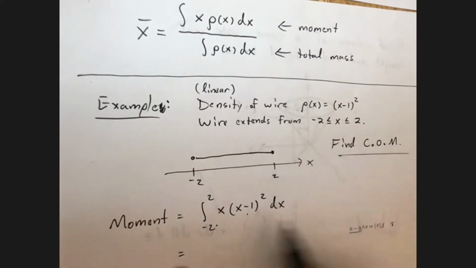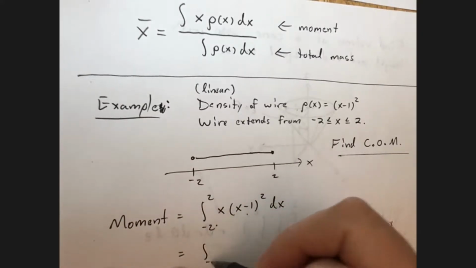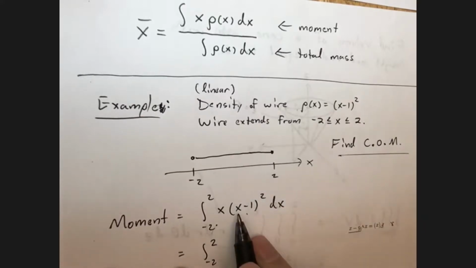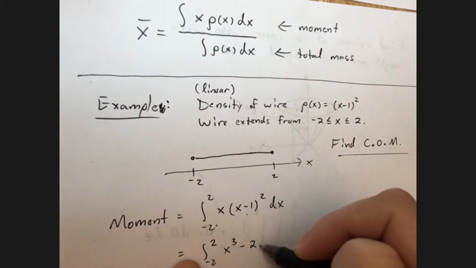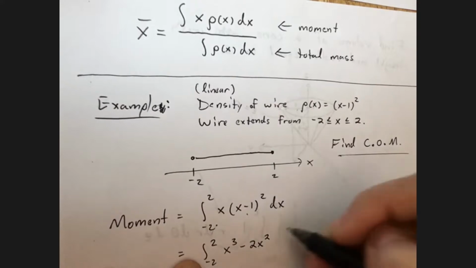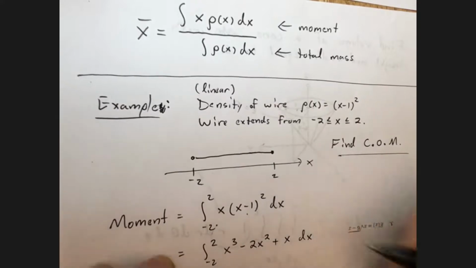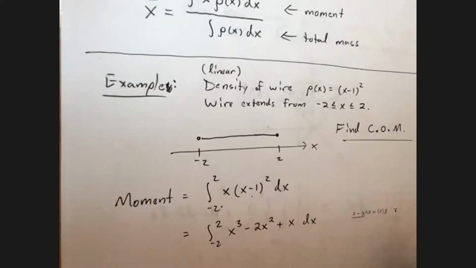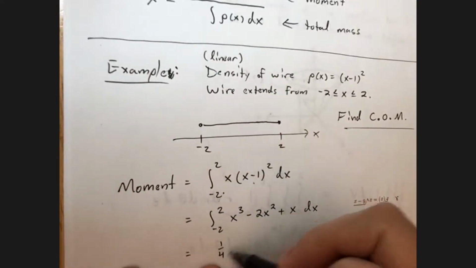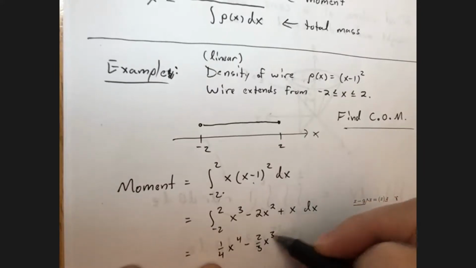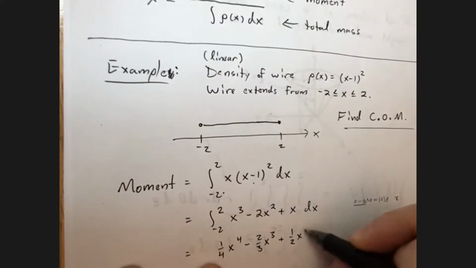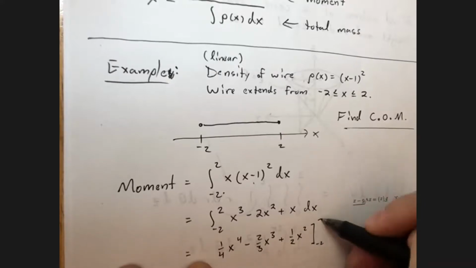That will be the integral from -2 to 2. (x minus 1) squared is x squared minus 2x plus 1, so when I multiply by x and multiply that out, I get x cubed minus 2x squared plus x. All right, then we anti-differentiate. We get 1/4 x to the 4th minus 2/3 x cubed plus 1/2 x squared, evaluated from -2 to 2.